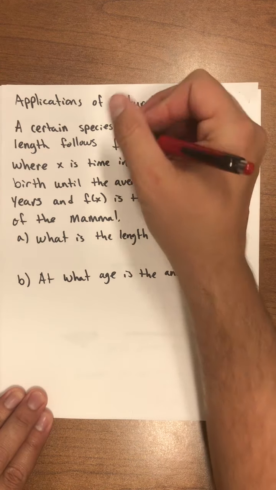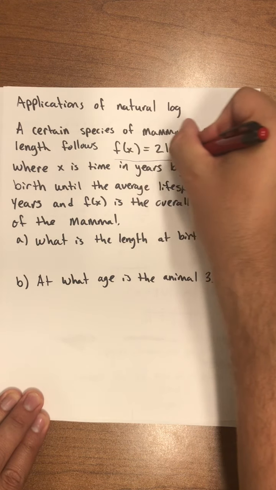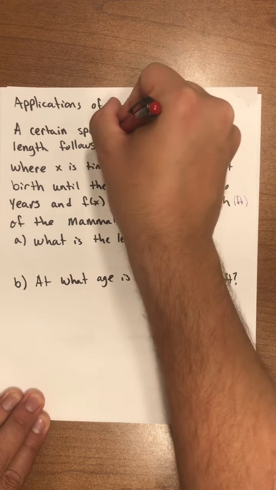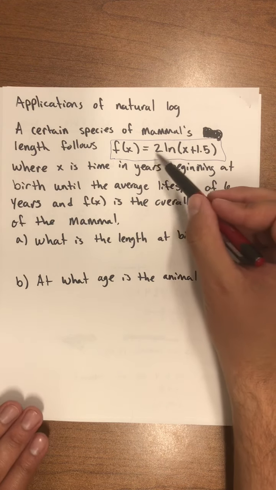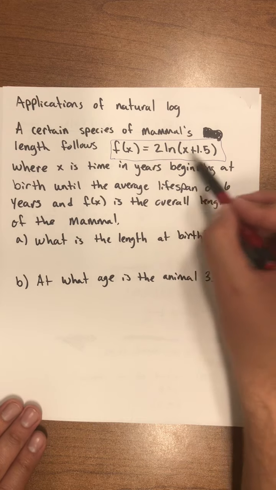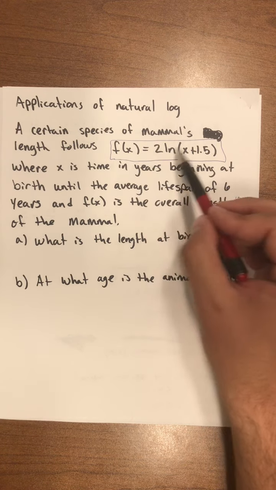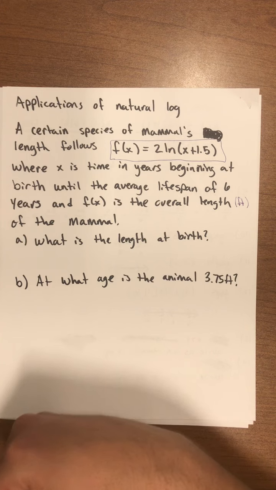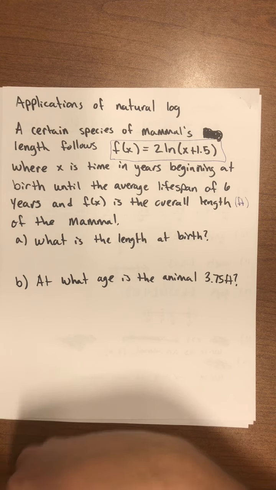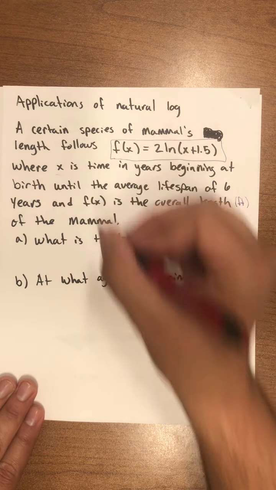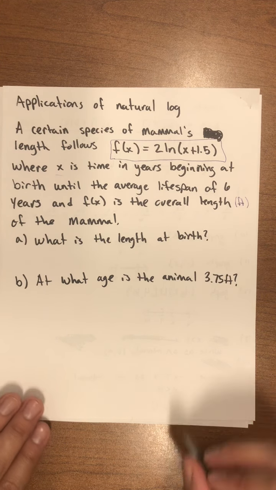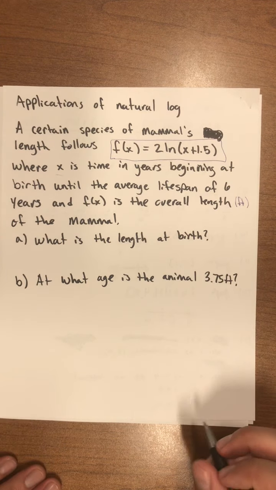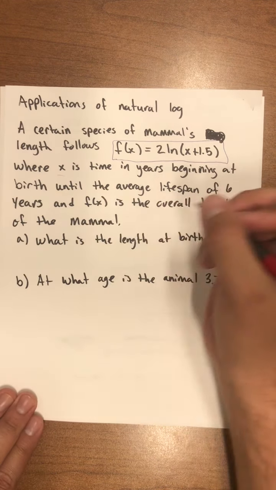So I just made this function up. We're just saying some certain species we've determined, the growth curve can be modeled by 2 natural log, and then x plus 1.5 in the argument of the natural log. So we have x is time in years, it's the independent variable, and f of x is the overall length in feet. So what is the length at birth?